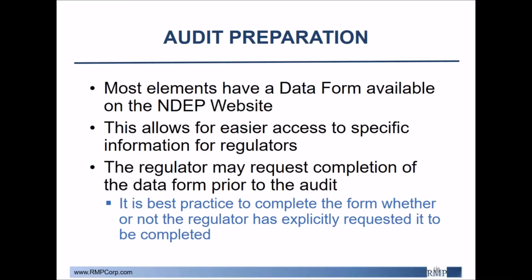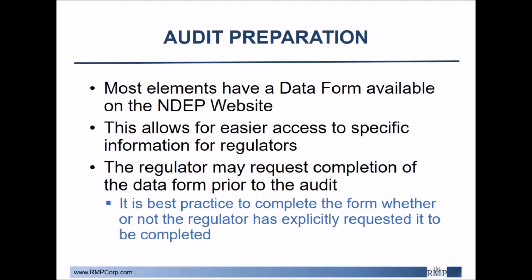On the Nevada CAPP or NDEP website, you'll be able to find data forms that are associated with each program element. You can go to the Nevada CAPP page, go to Program Guidance, and you'll see a section that says Data Forms. There will be one for each element, and it will give you some pointers and highlight information that the regulator is going to want to see or have prepared before the audits. In most cases, they will ask you to do the data form prior, but they may not.